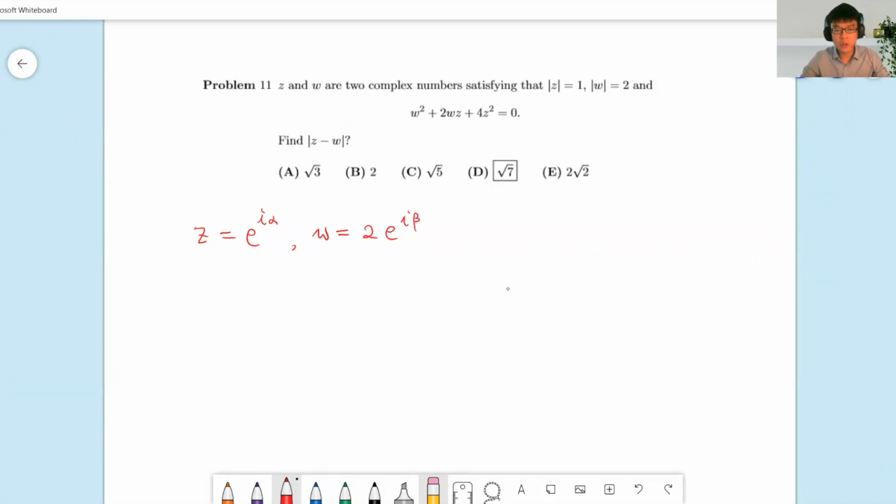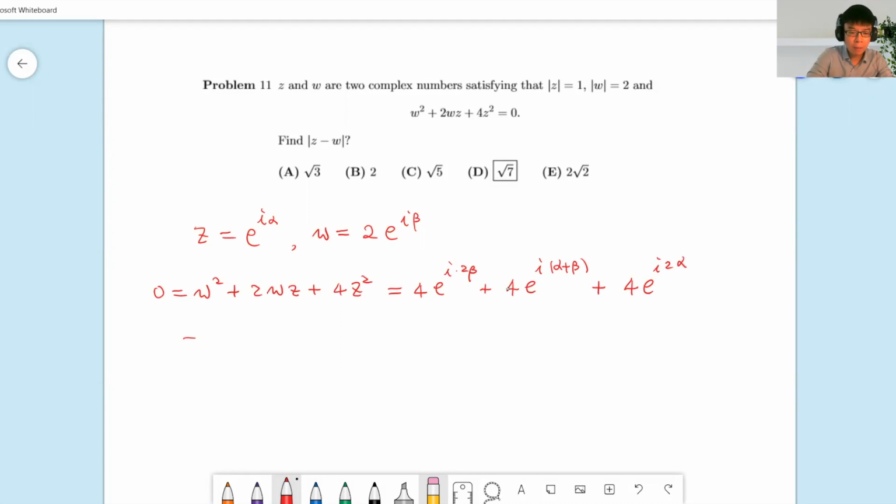Now we need to use the equation to find some relation between alpha and beta. So W squared plus 2WZ plus 4Z squared equals 0. On the other hand, W squared equals 4 exponential i times twice beta. And 2WZ also equals 4 exponential i (alpha plus beta), multiplied together. And then 4Z squared is 4 exponential i twice alpha. So this equals 0. That implies, I can just remove 4.